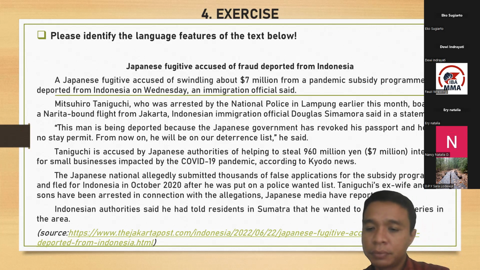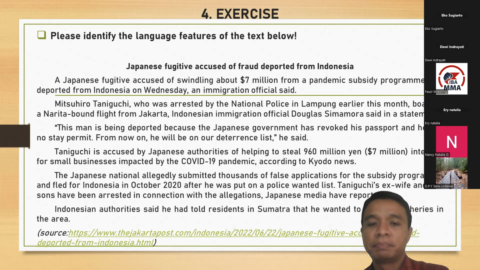Past tense. On the first paragraph, it was mentioned accused, and program was deported from Indonesia on Wednesday, an immigration official said. Okay, that's it. The past tense, active, and then passive past tense. Okay, and then the second one.